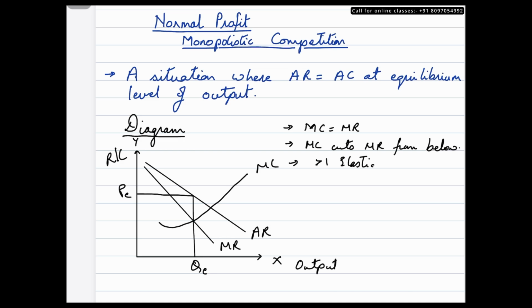Now to figure out whether the firm is earning supernormal profit, normal profits or losses, we need the average cost curve in the situation. So let's draw an average cost curve.